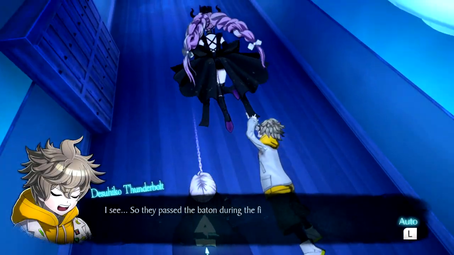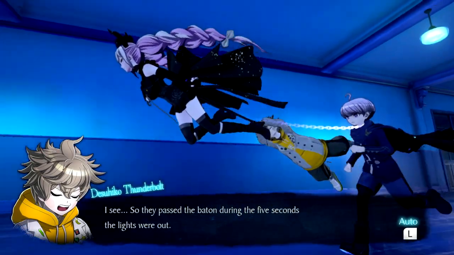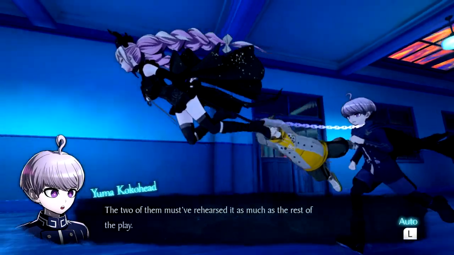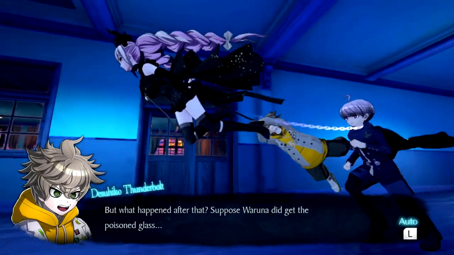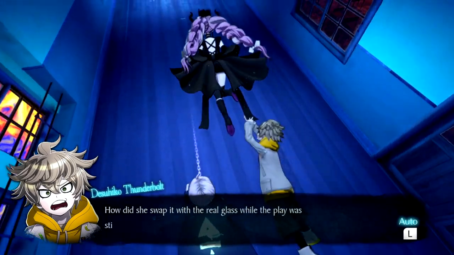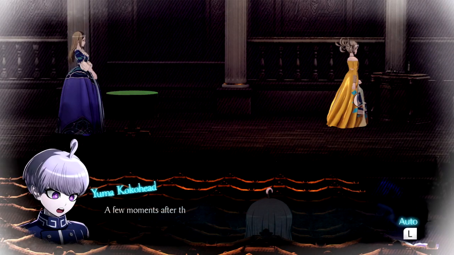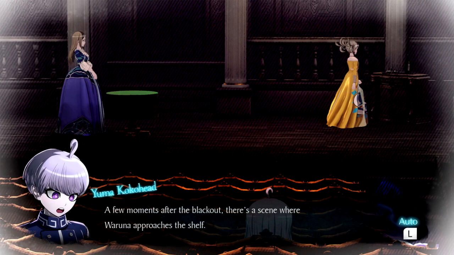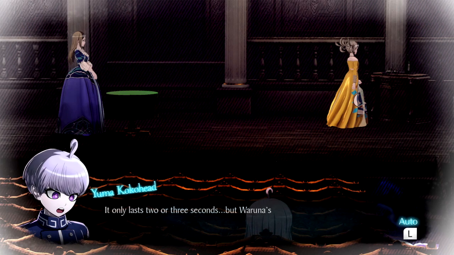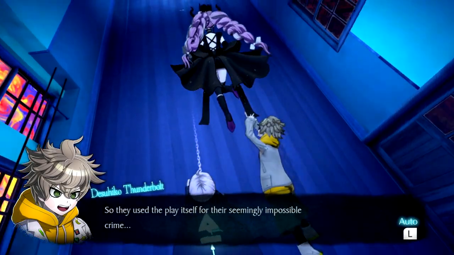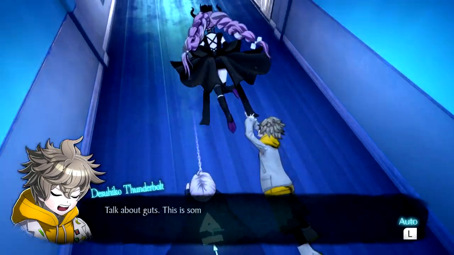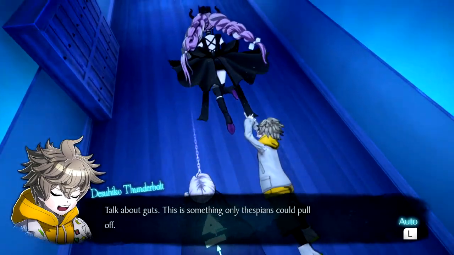I see. So they passed the baton during the 5 seconds the lights were out. The two of them must have rehearsed it as much as the rest of the play. But what happened after that? Suppose Waruna did get the poison glass. How did she swap it with the real glass while the play was still ongoing? A few moments after the blackout, there's a scene where Waruna approaches the shelf. It only lasts 2 or 3 seconds, but Waruna's hands in the shelf are completely hidden from the audience. At that moment, Waruna could have switched out the original glass with the poisoned one. So they used the play itself for their seemingly impossible crime. Talk about guts. This is something only thespians could pull off.